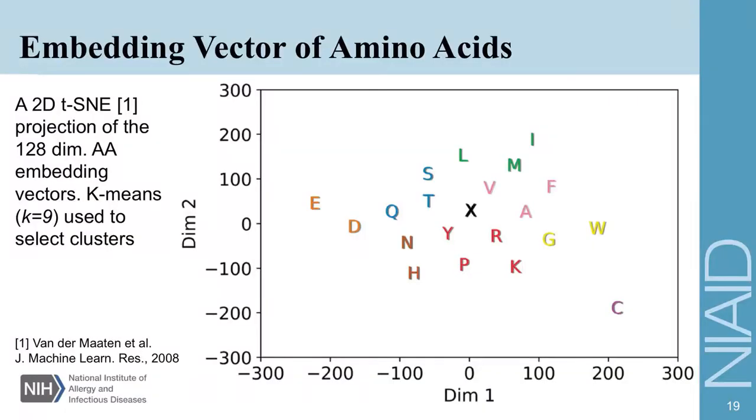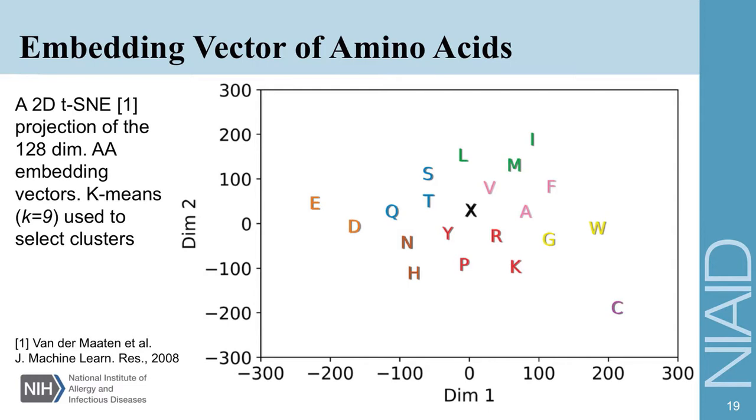Basically, the closer the letters are, and these are amino acids here, the closer the amino acids are to each other, the more similar the model considered them. The further away they are, like for example the cysteine here, the more different it considers it. And so it learned this relationship on its own, and it's kind of interesting.